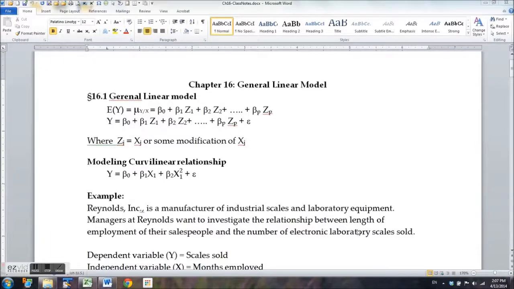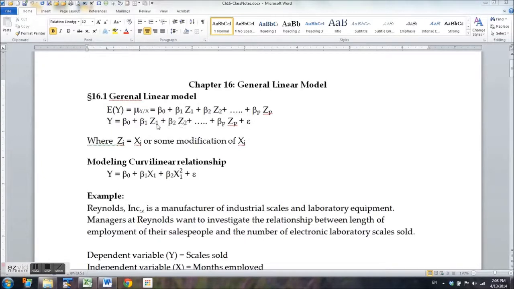Chapter 16, General Linear Model. In this chapter, we're going to slightly modify the regression equation. We'll replace x sub 1 with z sub 1, x sub 2 with z sub 2, and so on. And that makes this a generalized regression equation.